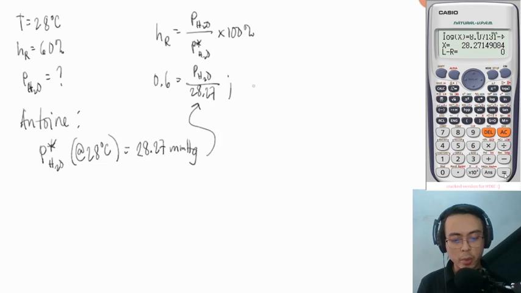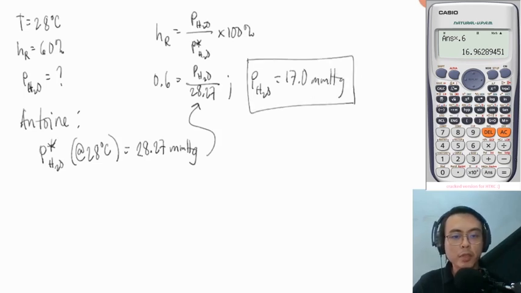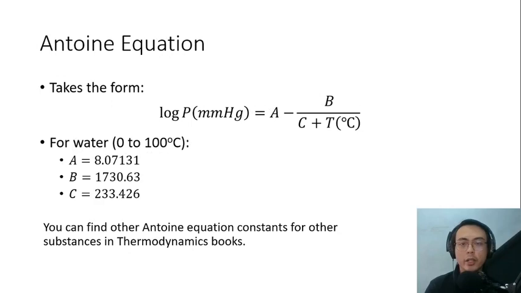Substitute to your relative humidity. We get the partial pressure of water as 28.27 times 0.6. That is 17.0 millimeters of mercury. Okay? Relative humidity is actually very easy to use because it's just the ratio of the partial pressure and the vapor pressure. Okay? That's the first one, and we have 3 to go.